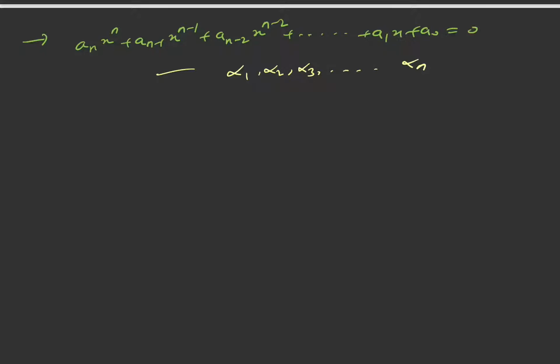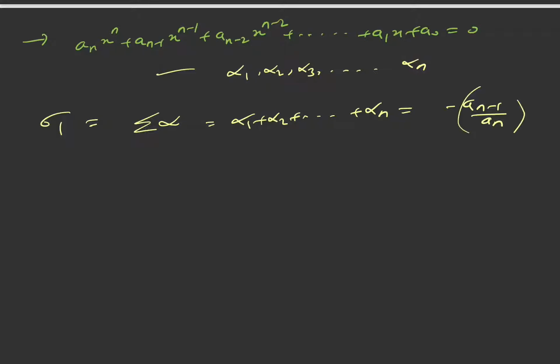Say a polynomial of nth degree an x power n plus an minus 1 x power n minus 1 plus an minus 2 x power n minus 2 and so on plus a1x plus a0 is equal to 0. Let us say this has roots, let us call the roots as alpha 1, alpha 2, alpha 3 and so on up to alpha n. These are the roots. So sigma 1, this is nothing but sum of roots. Sum of roots is denoted by sigma alpha. This is nothing but alpha 1 plus alpha 2 plus so on plus alpha n. So this is minus an minus 1 by an.